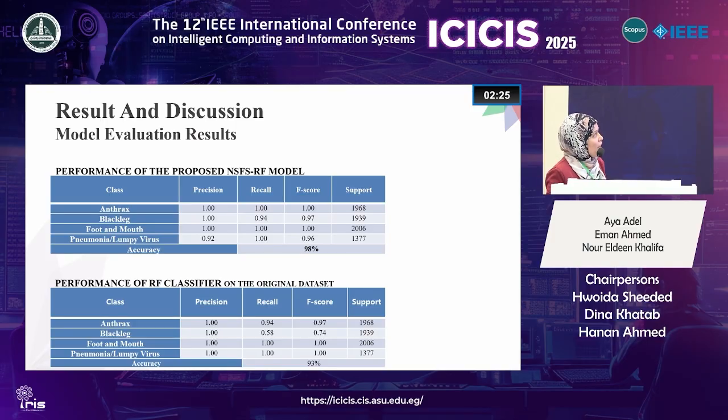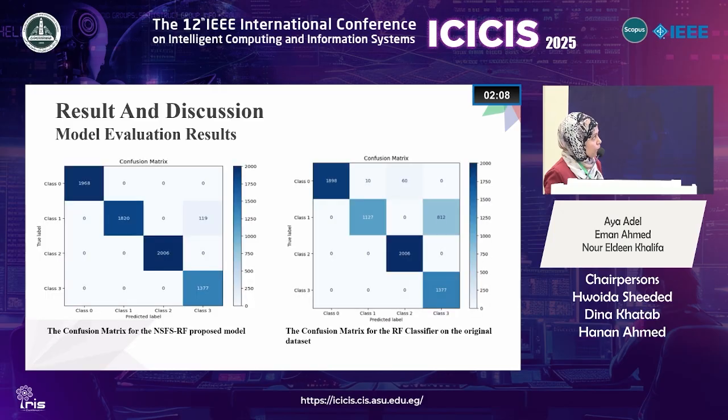Other measurements, precision and recall, for the original dataset and the selected dataset: the results prove that the selected features are efficient for the classification. And this is the confusion matrix. We note that after using a neutrosophic set, the model misclassified only 119, but with the original set, the misclassified count is 812.